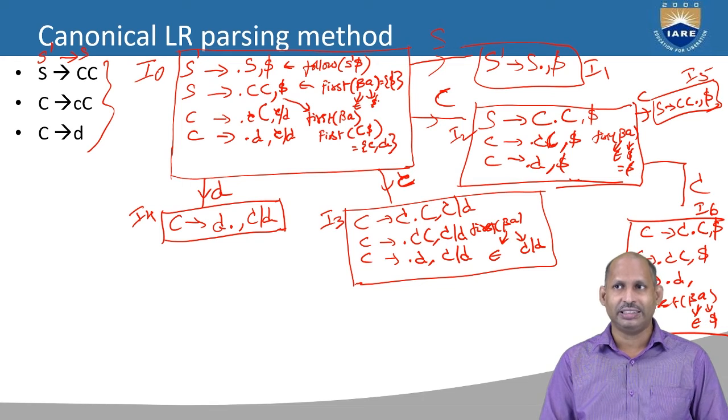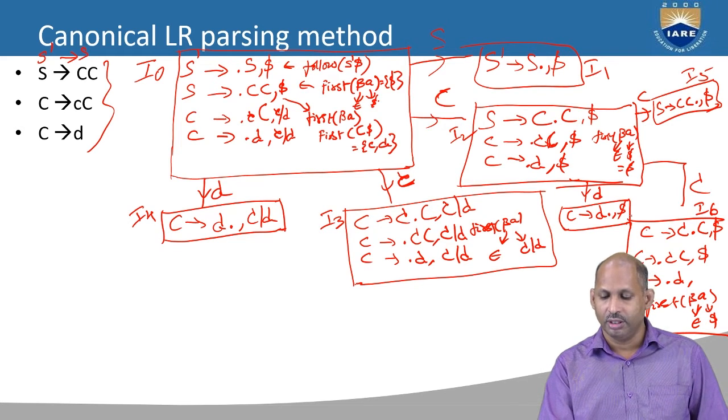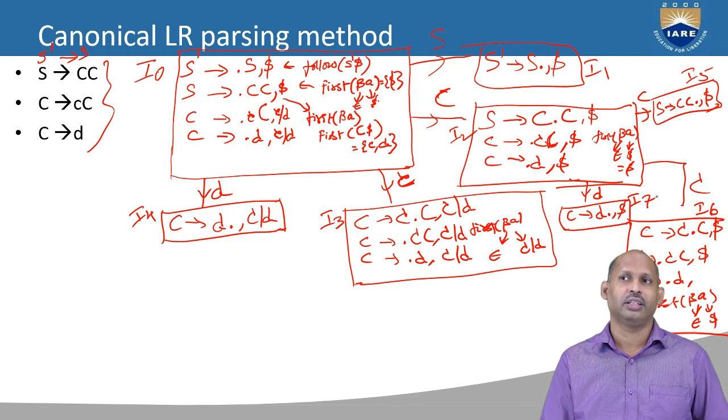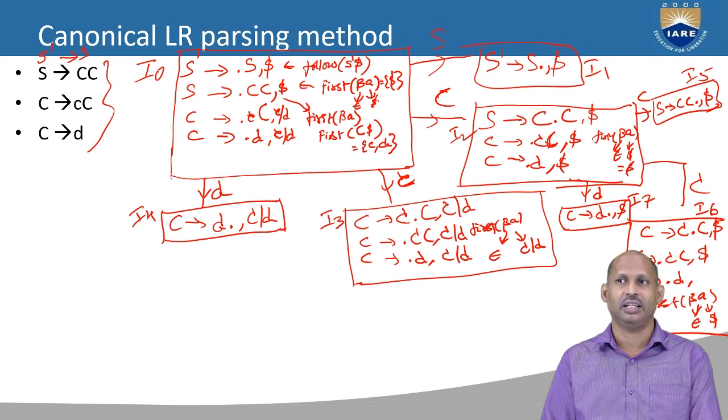Okay, our I6 is also over. Then I2 go-to operations are completed. One more is there, no? On D. Go to operation on D. So C D dot dollar. Right? So that is I7. I6, I7.